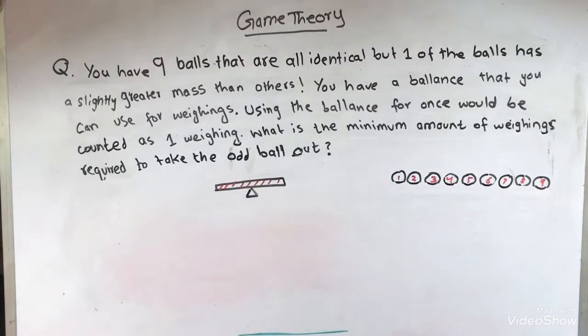You have 9 balls that are all identical, but one of the balls has a slightly greater mass than the others. You have a balance that you can use for weighings. Using the balance once would be counted as one weighing. So what is the minimum number of weighings required to find the odd ball out?